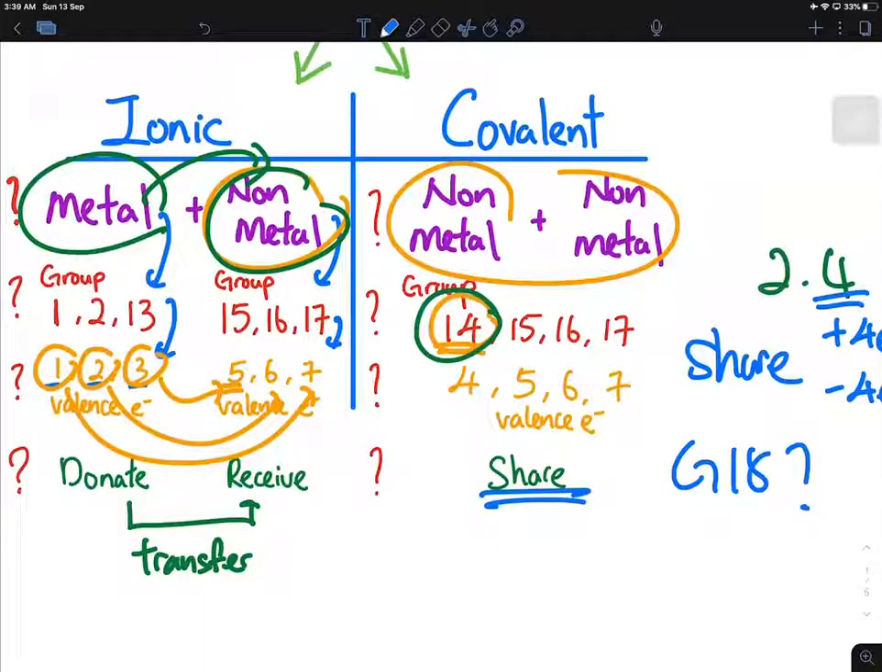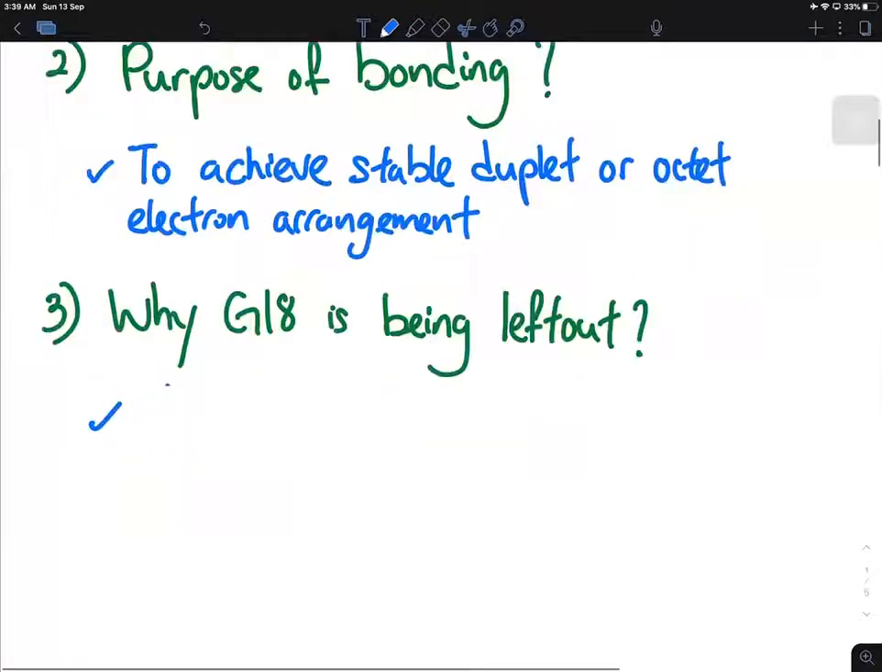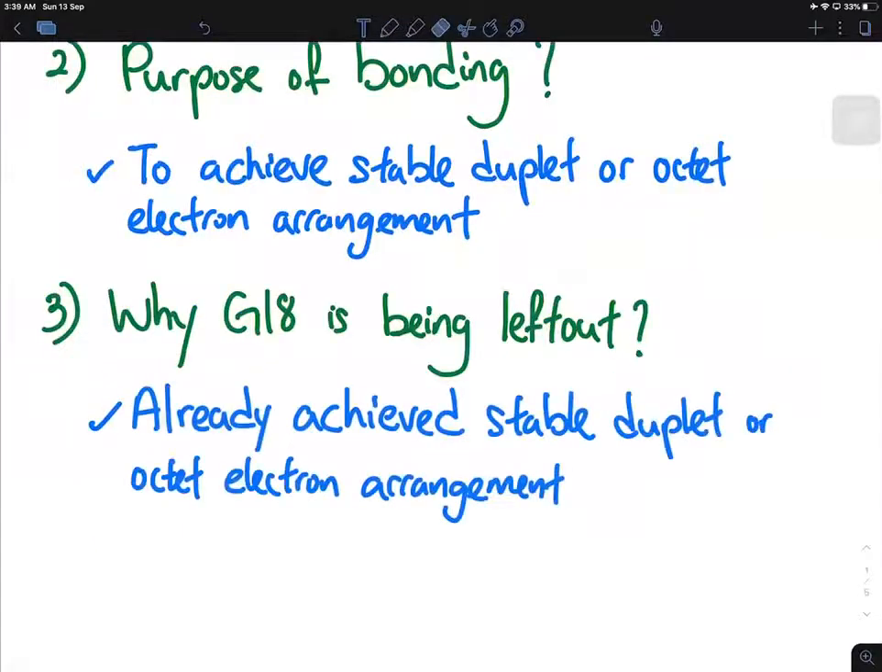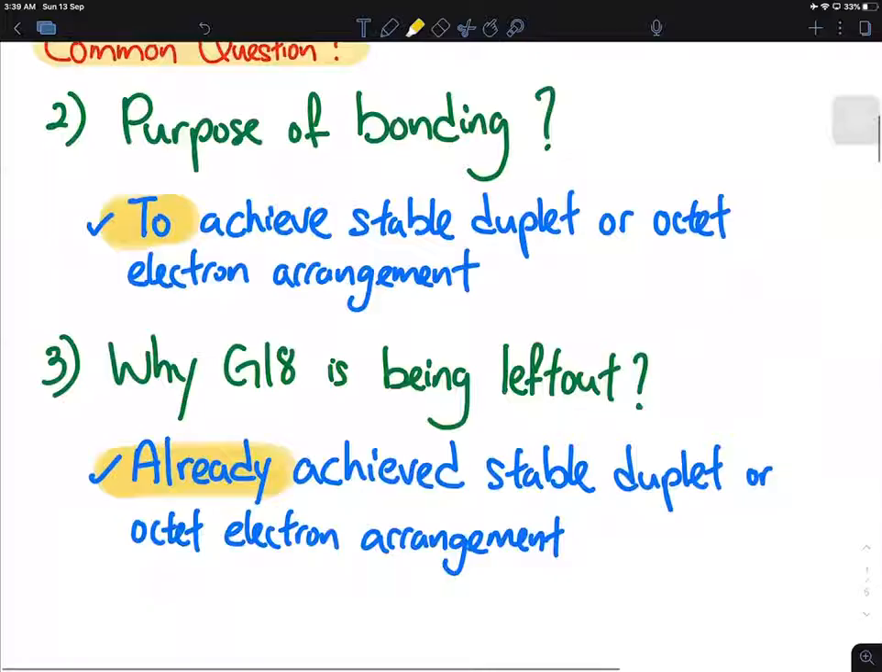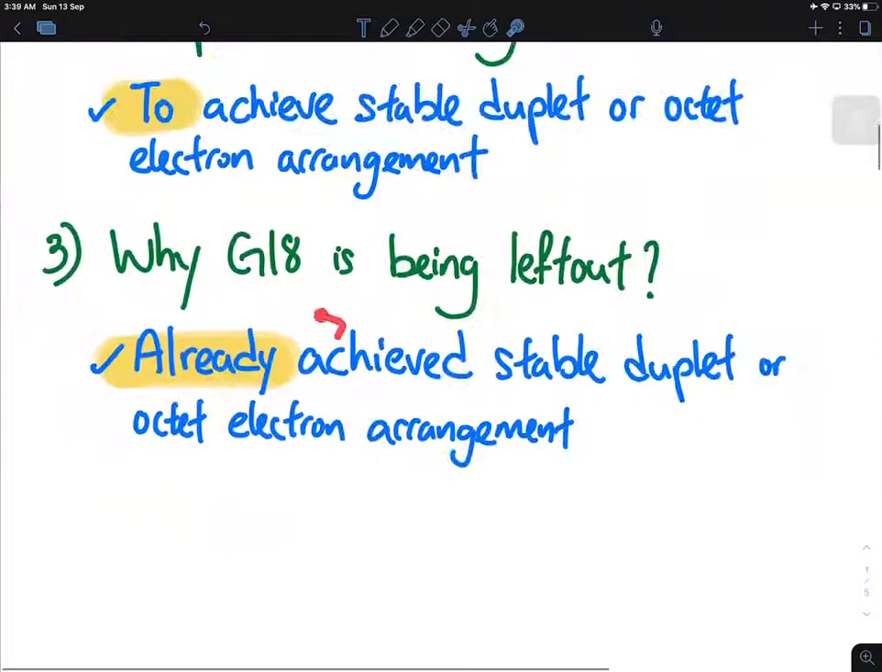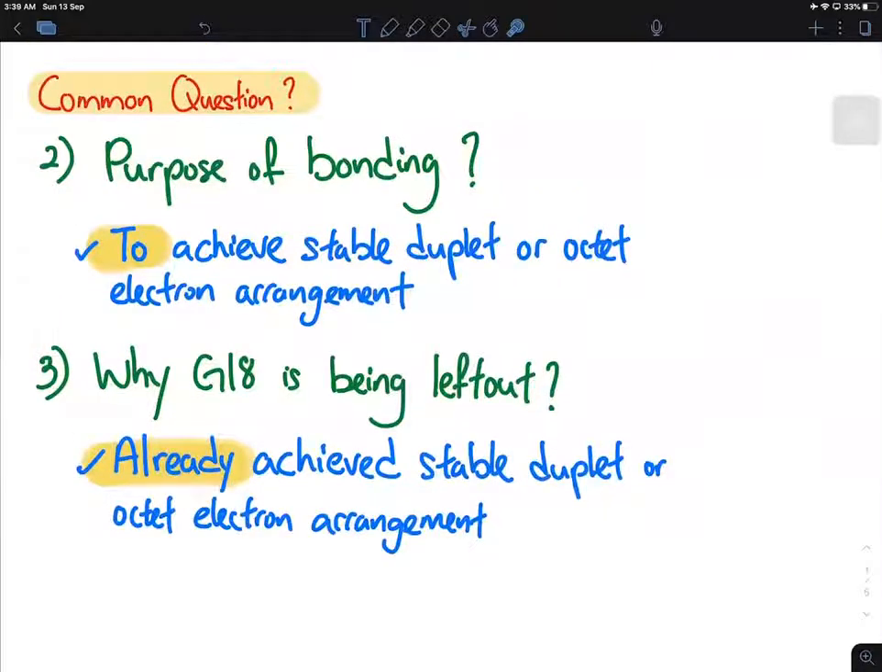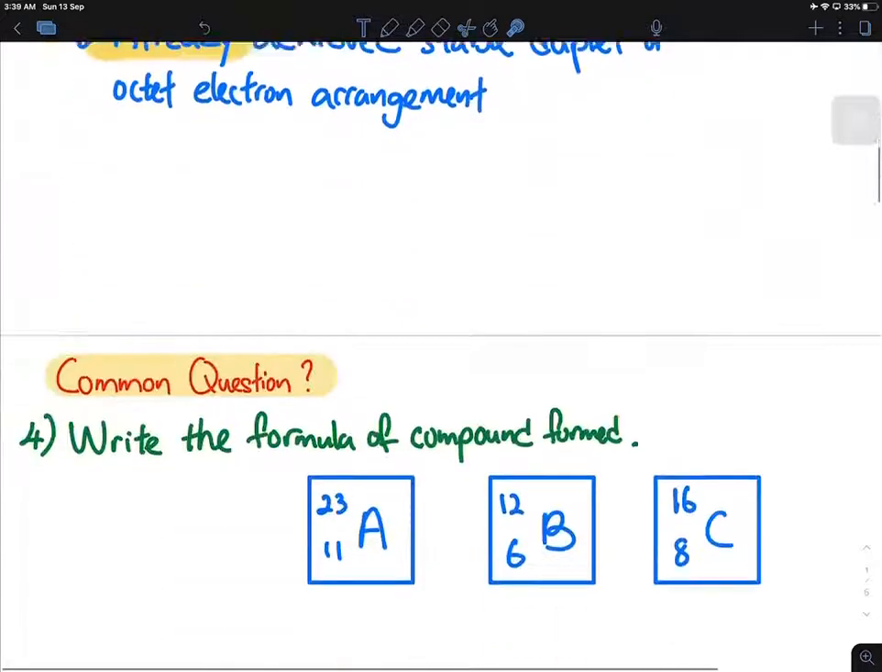Why? Because it has already achieved it. The difference is, just now the purpose was to achieve stability. We form bonds because we want to achieve it. Group 18 is left out because it has already achieved a stable duplet or octet electron arrangement. That means it doesn't have to form any bond because it is already stable. It doesn't need a partner. So we have done this part.